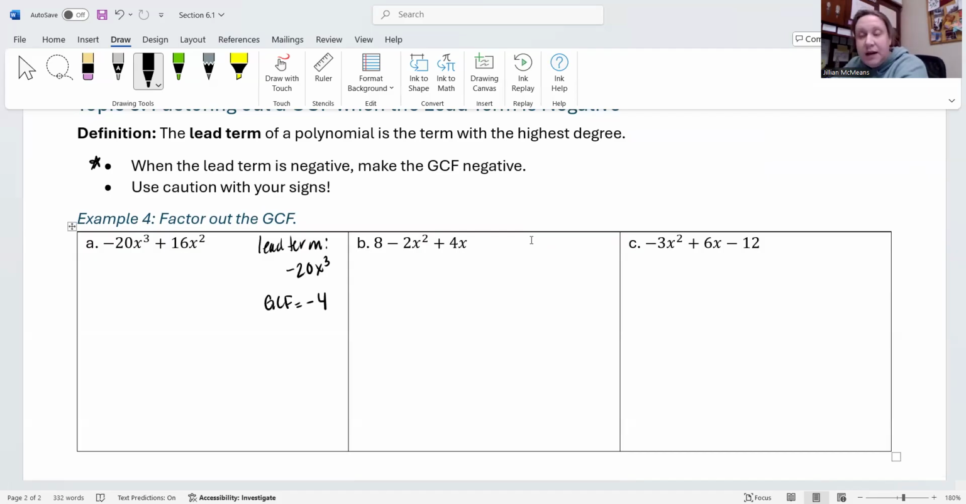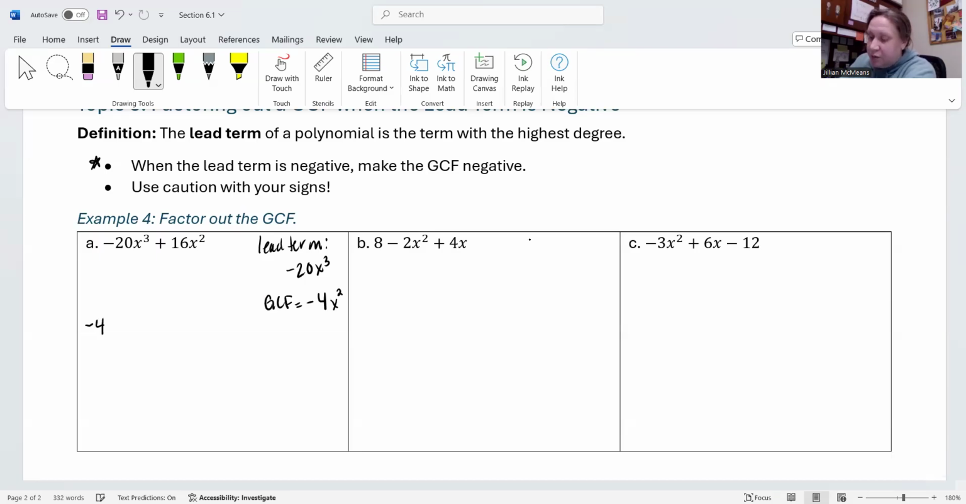Now we want to look at the variables. And remember, when you're looking at the variable terms, the variable part of the GCF is going to be that variable with the lowest exponent. So right off, I can say, okay, it's going to be x squared. So we have to remember we're looking for the largest number of variables common to each individual term. Well, we have 3 x's in negative 20x to the third, but we only have 2 x's in 16x squared. So the greatest number of x's common to both terms would be 2. So that makes our GCF negative 4x squared.